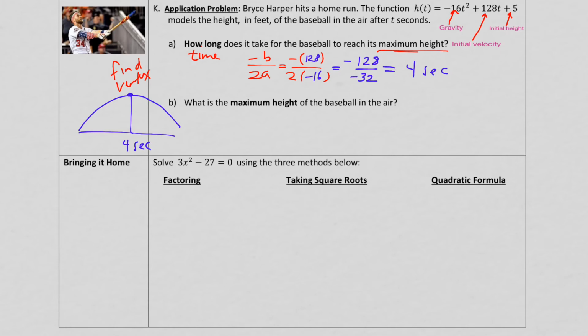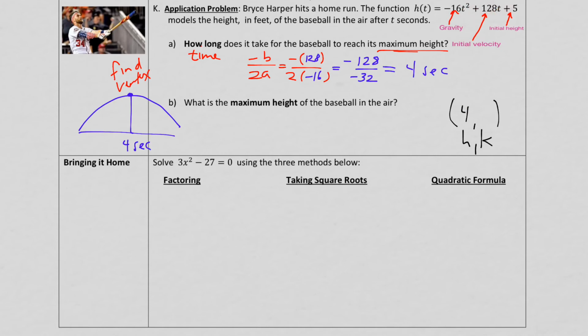Now, part B says, what is the max height of the ball? For this, it just requires me to finish finding the vertex. So remember that the vertex is a point, (h, k). Well, we just found h to be 4. So now to find the k value, which is the max height, I'm going to input this 4 back into my original function. Remember that t means time. This is 4 seconds. So I'm going to put 4 seconds into t. And I'm going to just solve that.